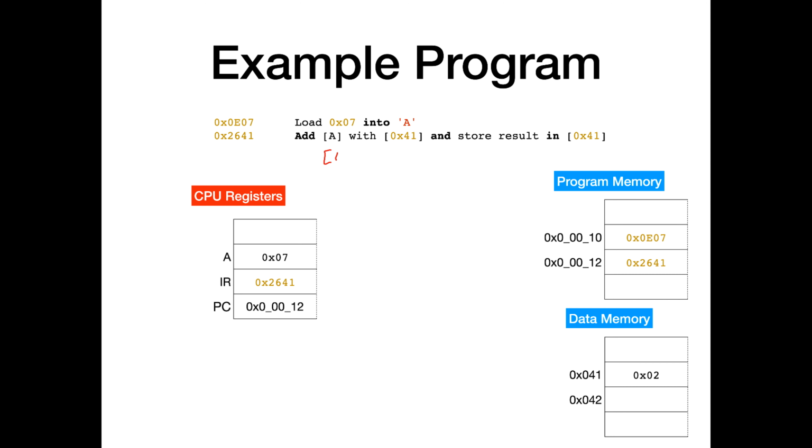So it's going to go to A and bring 07. It's going to go to 0x41 and bring the 02. What this instruction is telling me is to add that value, 07, and the value 02. If you add them in hex, you get 09. And you're going to store the result back in the same location where you got that 02. So you're going to go back in here and store 09, and of course you're going to lose the value 02. This is what 2641 means.